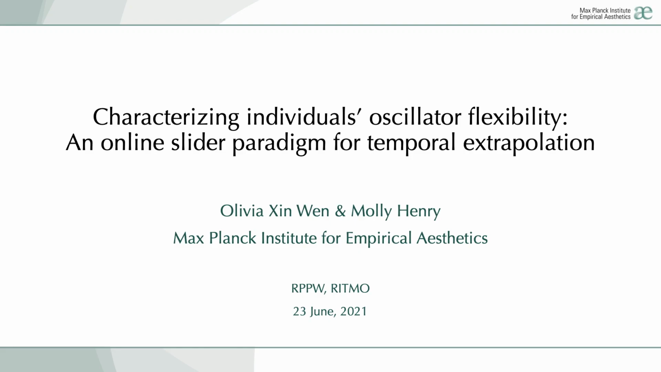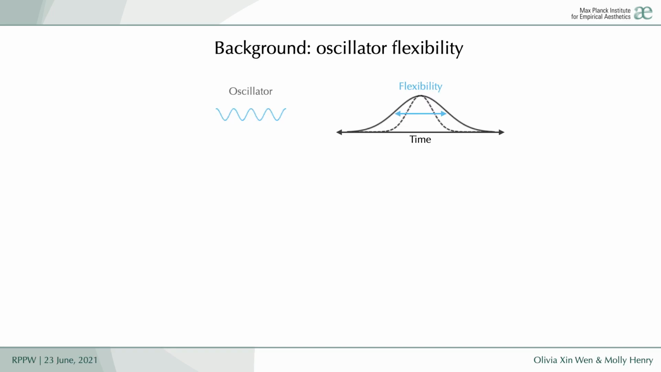Today, I will talk to you about an online slider paradigm designed to look at oscillator flexibility when used in combination with the extrapolation task. We're interested in studying the flexibility of oscillators, a property that has been understudied. Imagine an oscillator at its endogenous rate trying to synchronize to a rhythm being played. The oscillator is flexible in that it can speed up and slow down to match the rate of the rhythm.